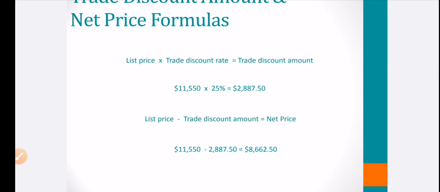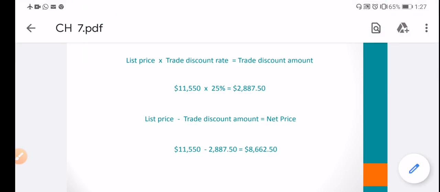So it is normal, like, you want to buy a shirt and they make a discount, for example, 10%, then how much you should pay after the discount. List price minus the trade discount amount equals the net price. So for example, something costs 10 US dollars and they make a discount of 2 US dollars, then definitely the price that I have to pay, which is the net price, will be 10 minus 2, which is 8.